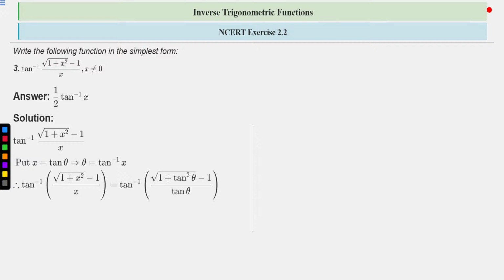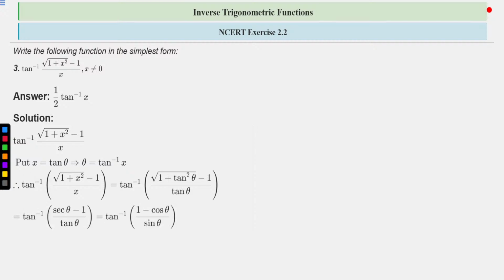Let us put x equal to tan theta in this case. Therefore, theta will be equal to tan inverse x. Now we will put the value of tan theta in place of x. Therefore, tan inverse of root over 1 plus x square minus 1 upon x will be equal to tan inverse of root over 1 plus tan square theta minus 1 upon tan theta, right?